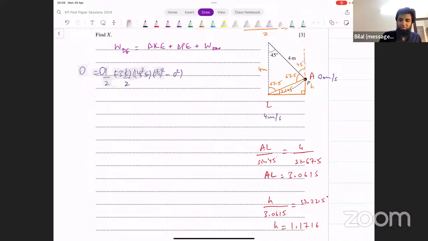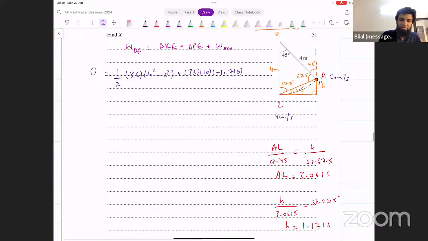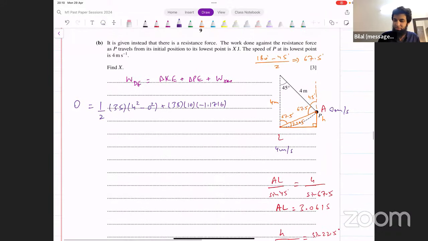So what's the change in potential energy now? M, which is 35, into G, that's 10, into change in height. Change in height here is negative. So we say it's minus 1.1716, plus work done against resistance. What's the work done against resistance? They've told us the work done against resistance is X joules, and we have to find the value of X. So we just have plus X here. And from that, we can find the value of X. And you can see what this turns out to be.